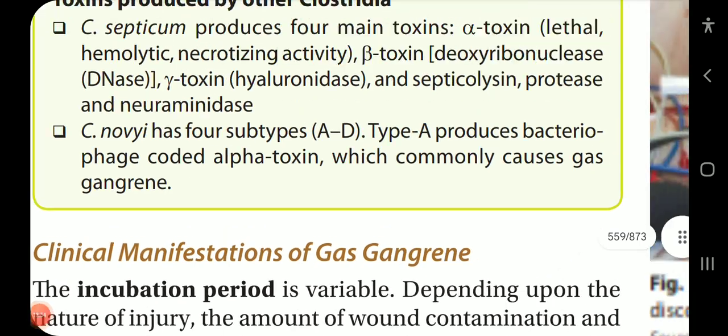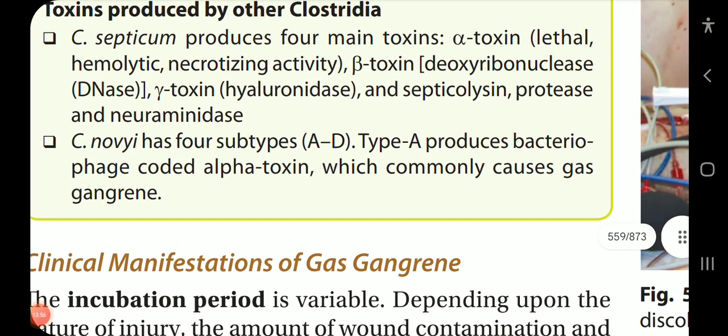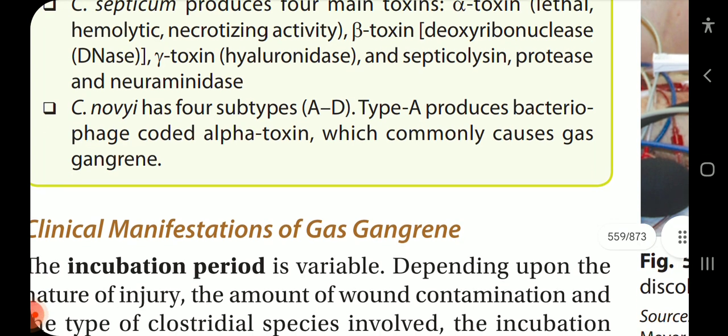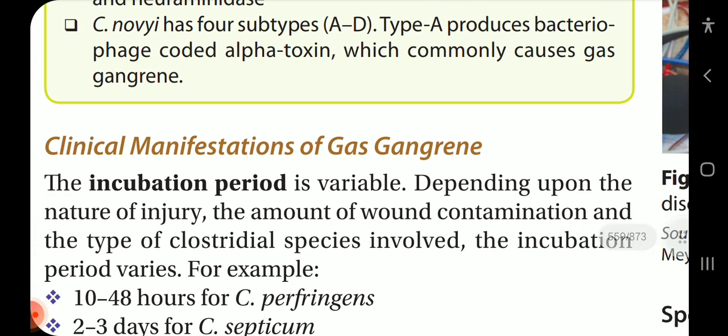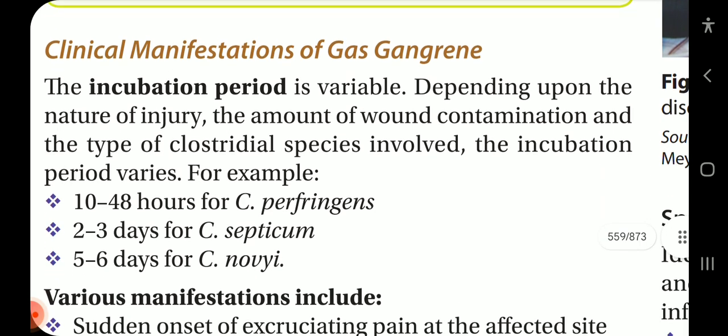Toxins produced by other Clostridia. Clostridium septicum produces four major toxins: alpha toxin, lethal, hemolytic, necrotizing activity; beta toxin, DNase; gamma toxin, hyaluronidase; and delta toxin, septicolysin; protease and neuraminidase. C. novyi has four subtypes, A to D. Type A produces bacteriophage coded alpha toxin, which commonly causes gas gangrene.